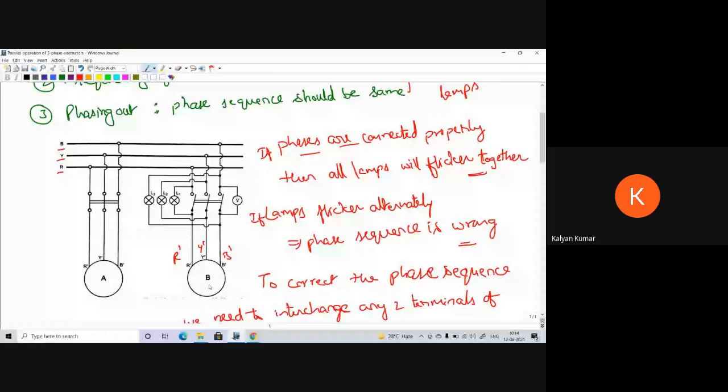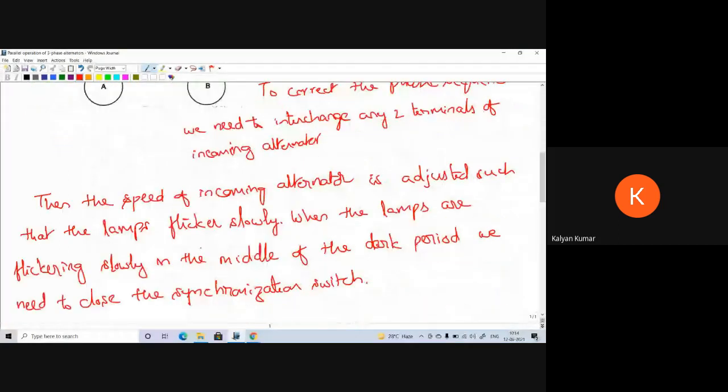So for small size alternators, even if you close the switch when there is a small voltage, it will not create big disturbances in the connected power systems. But whenever you are synchronizing a large size alternator, closing the switch when there is a small voltage across the lamps will cause considerable disturbance in the power systems. So we have a lab, and in the lab there are synchronous alternators.